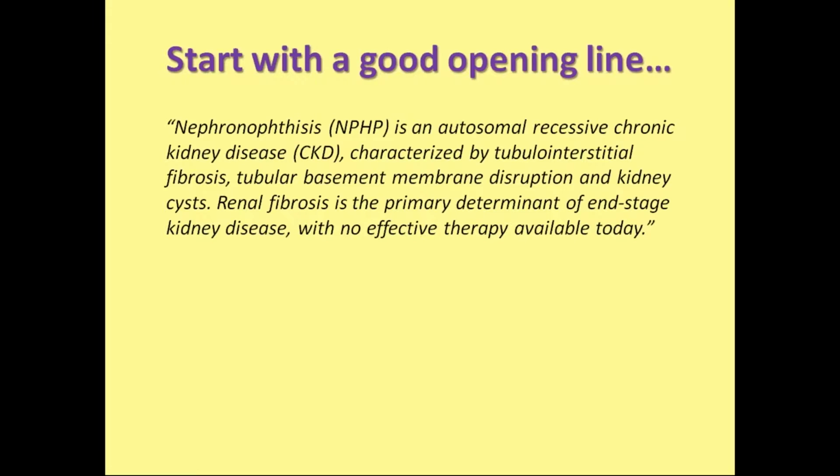It's a primary element of end-stage kidney disease with no effective therapy. So right there, they have identified what they're going to work on, renal fibrosis, and why it's important. There's no effective therapy available today. So clearly you assume that the rest of the abstract is going to tell how they're going to study this and maybe how this will impact better, more effective therapies, right? Two sentences and we're already in.